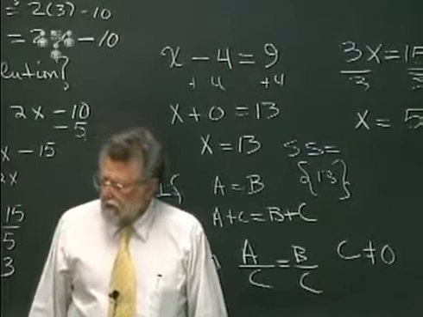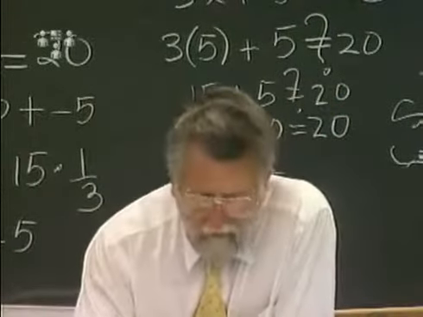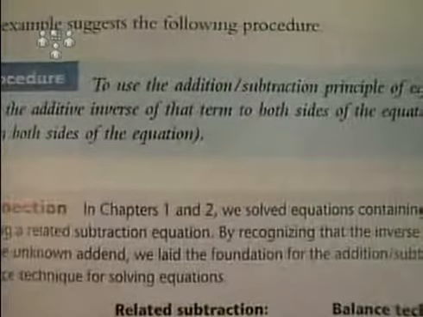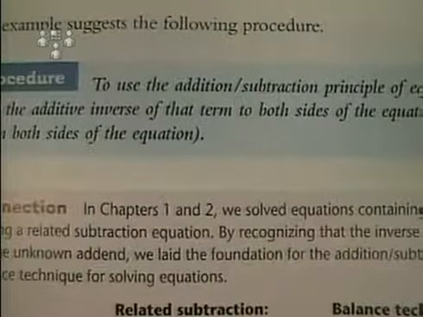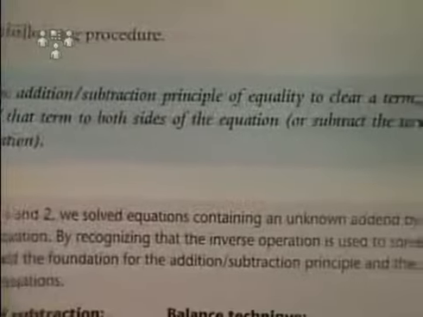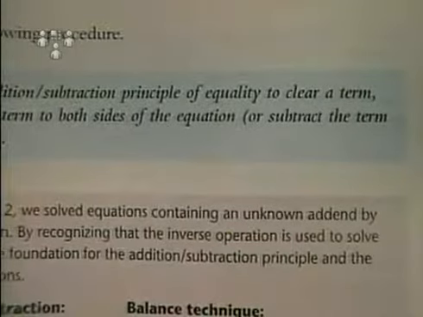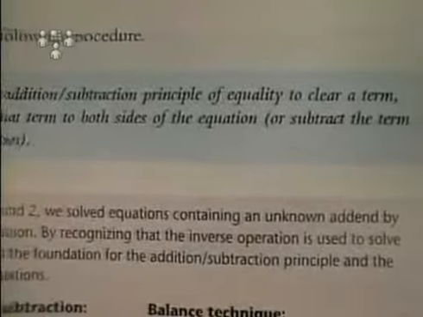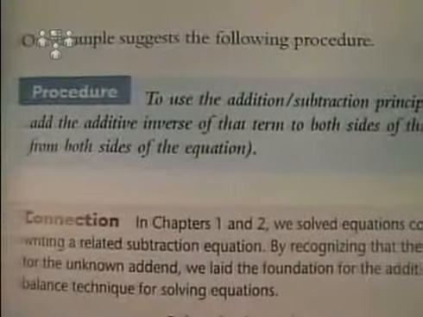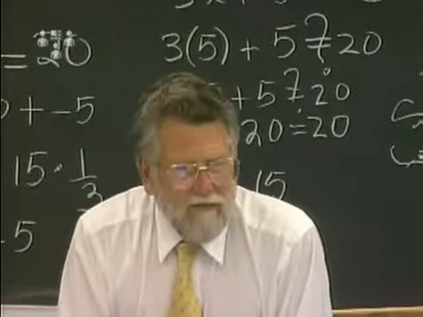Coming back, center. Procedure. To use the addition-subtraction principle, note, to clear a term. Translation, wipe it out. Get rid of it. So to get rid of a term, to make it disappear from one side, then use the additive inverse. You add it to both sides. You would translate that into what? Rather than add the inverse, subtract the same thing from both sides.